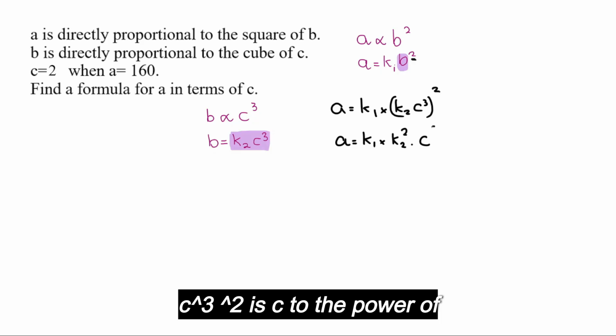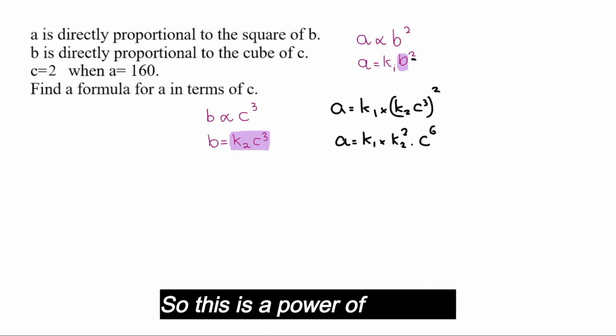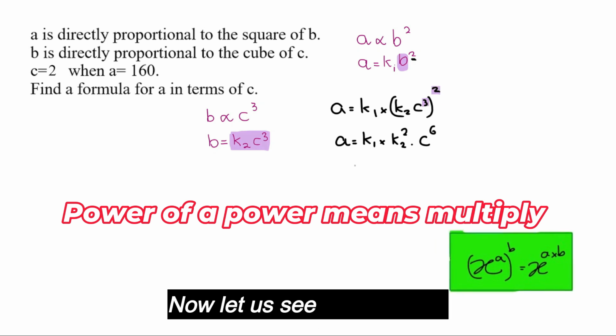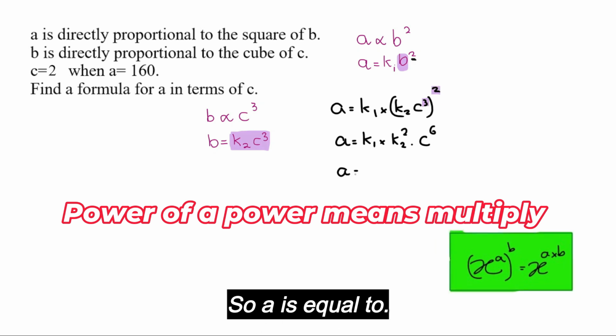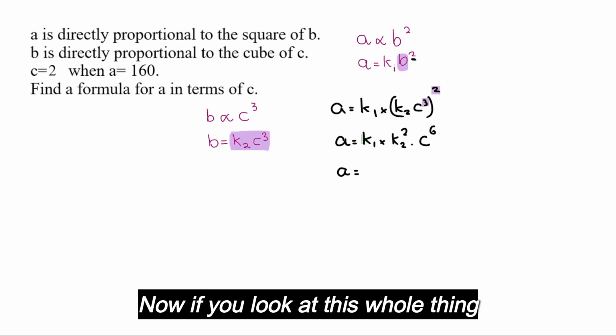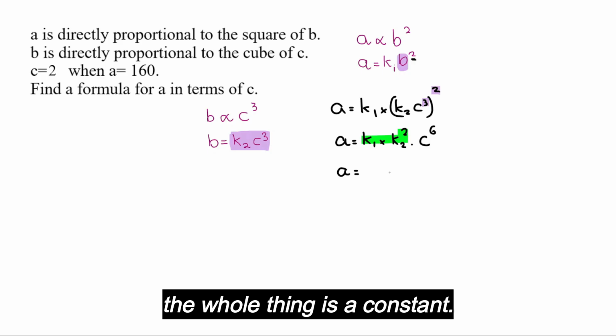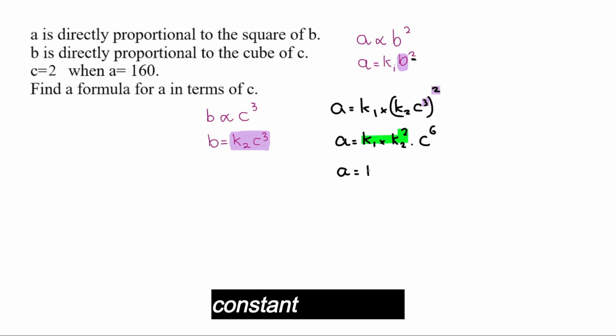Squared is C to the power of 6. So this is a power of a power, so you can multiply 3 and 2. Now let's see what we get. So A is equal to, now if you look at this whole thing, K1 multiplied by K2 squared, you can see the whole thing is a constant. So let's call this a new constant, capital K multiplied by C to the power of 6.